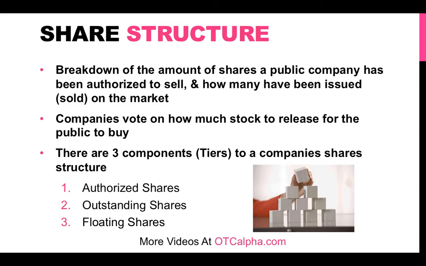Now, there are 3 components, or tiers, to a company's share structure. Number 1 is the authorized shares, number 2 is the outstanding shares, and number 3 is the floating shares, or float. So every company has this structure. They have all 3: authorized, outstanding, and the float.